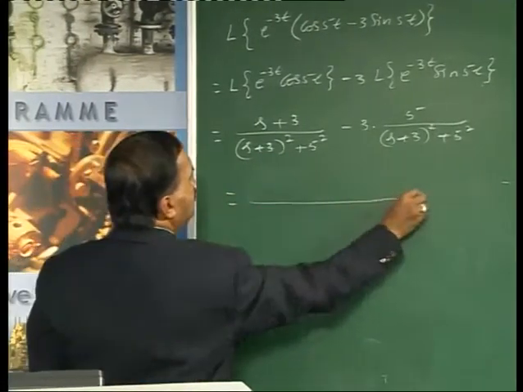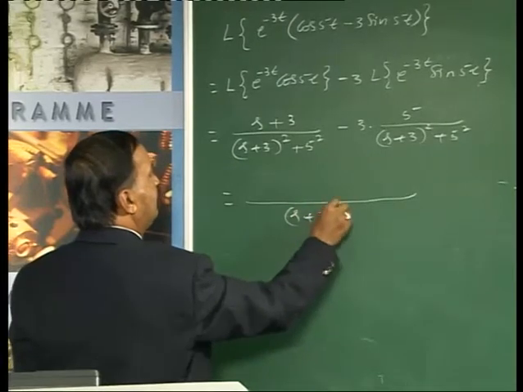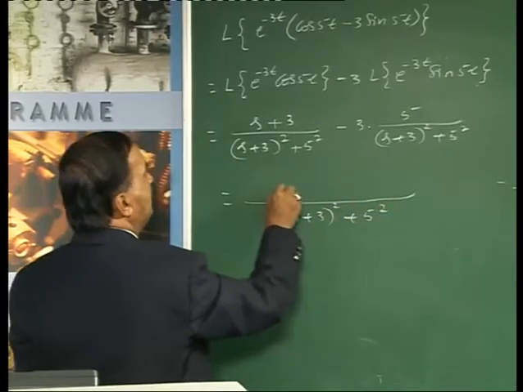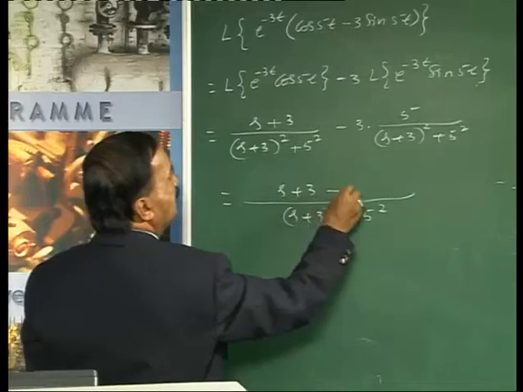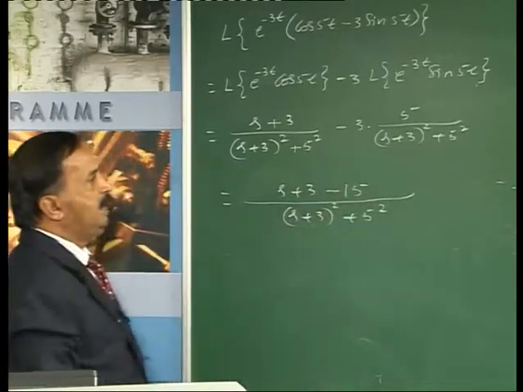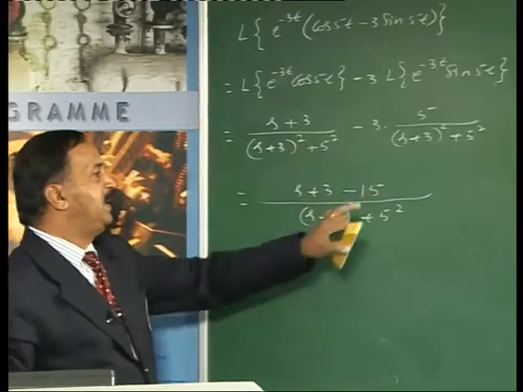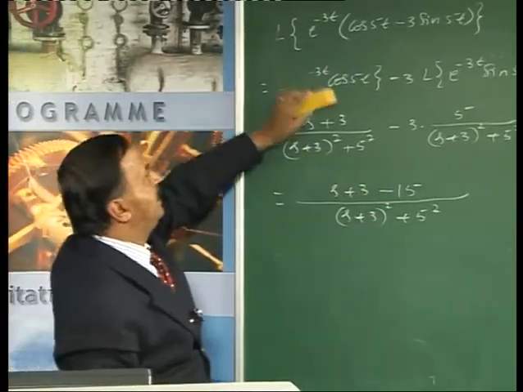You can take LCM and write the answer. So that is equal to here s plus 3 whole square plus 5 square. This becomes s plus 3 minus 15, that means you can write s minus 12.